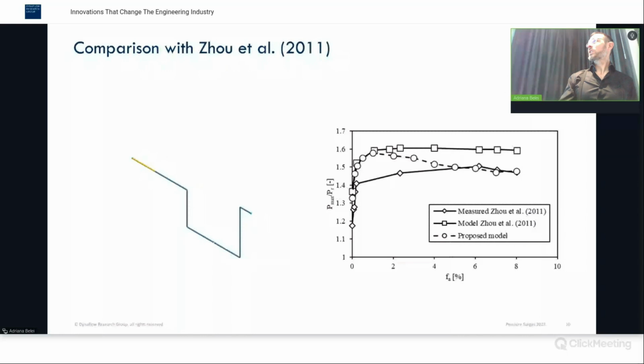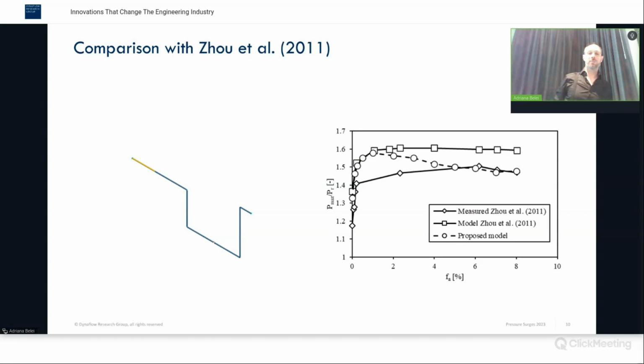This is another series of experiments, a slightly different setup, where we compare the results to another model and also to experimental data. You can see that the circles are the ones coming from our model, and especially for larger air pockets, we get quite good results. For very small air pockets too.